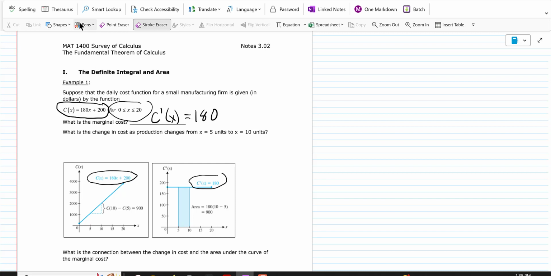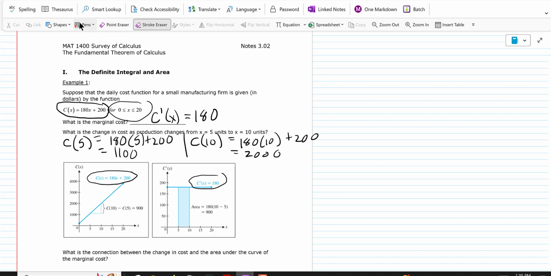Well, what you'd have to do is C of 5, which would just be plugging into the original function. So we're going to do 180 times 5 plus 200, and that would be 1,100. Then we'll do C of 10. So we plug into the function: 180 times 10, plus 200, and that would be 2,000. So I'm just plugging that in.